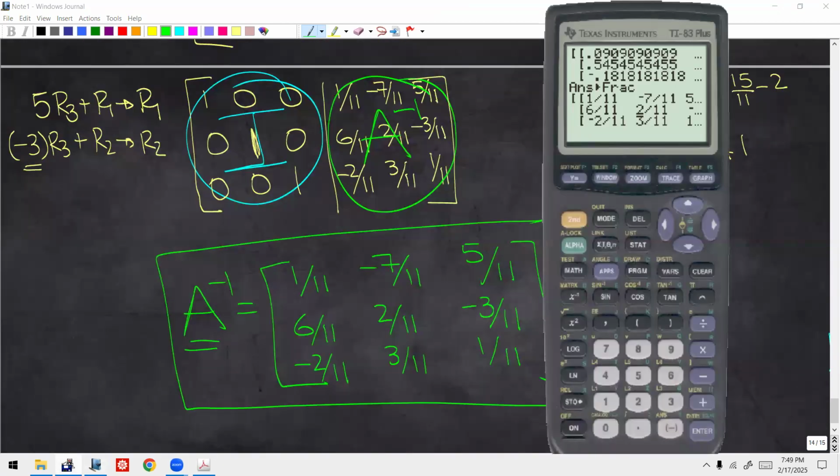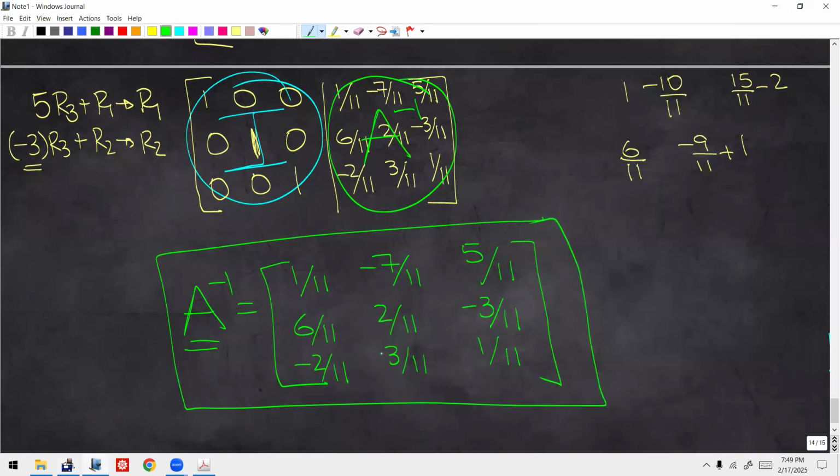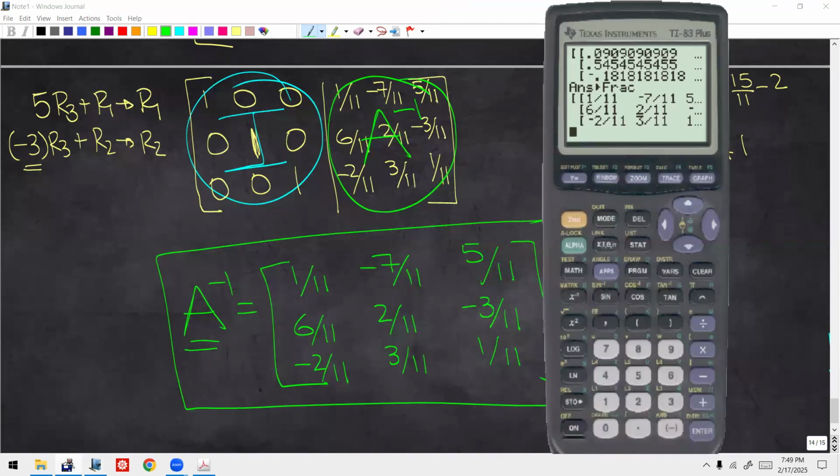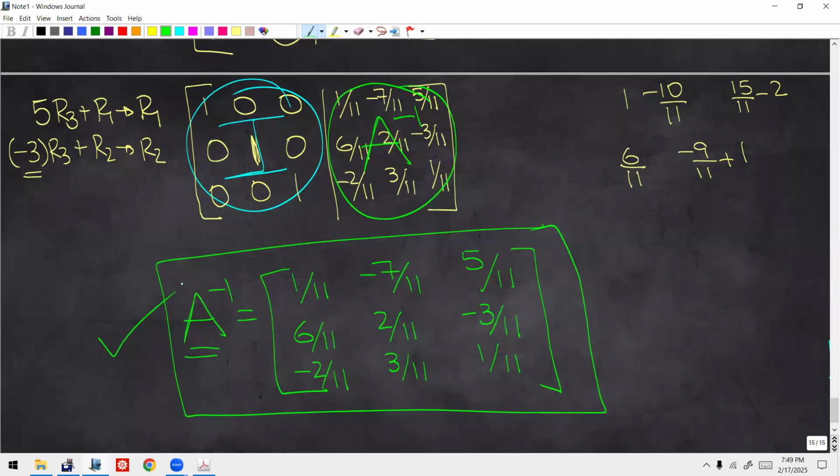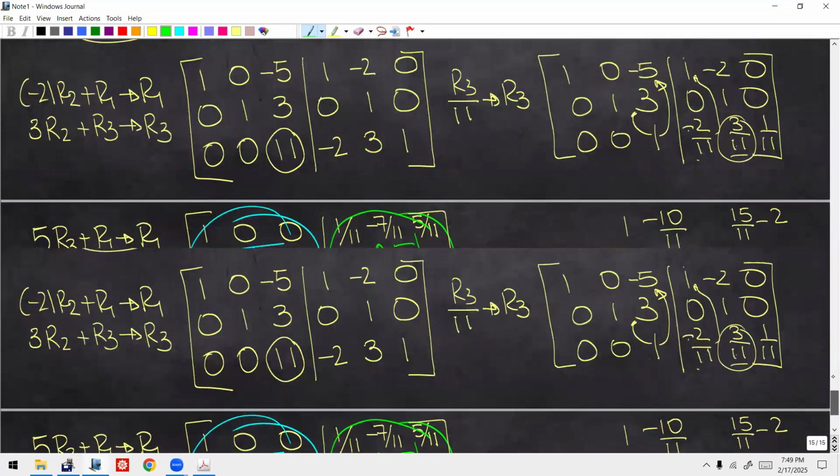So my first row was 1, 11, 6 over 11, negative 2 over 11. My second row was negative 7 over 11, 2 over 11, 3 over 11, 5 over 11, negative 3. So that's correct. And like I said, you could multiply A and A inverse and show that you get I. So you can see how this theorem works.